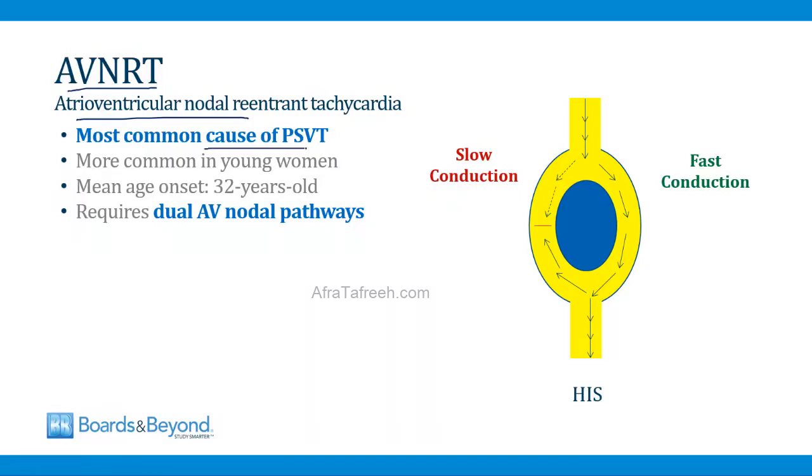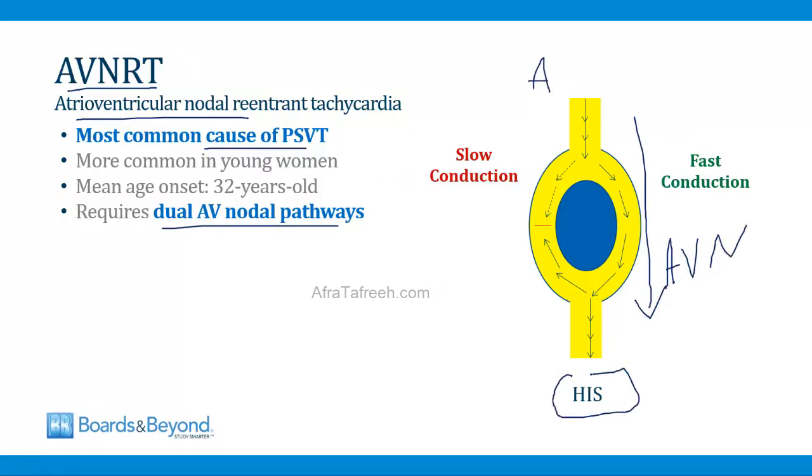In order to develop AVNRT, you need to have dual AV nodal pathways. What do I mean by that? I want you to look at the right side of the screen, and imagine that everything in yellow here is the AV node of a patient. Then imagine that up at the top we have the atria, and down at the bottom we have the His bundle conducting electricity to the ventricles. People who develop AVNRT have dual pathways in their AV node. That means that there are some fibers that conduct electricity slowly and some fibers that conduct electricity quickly or fast.